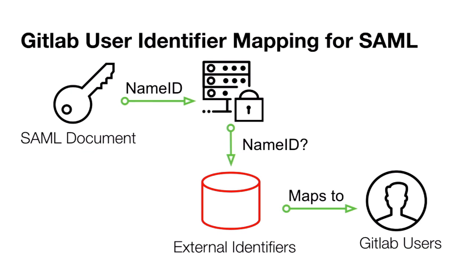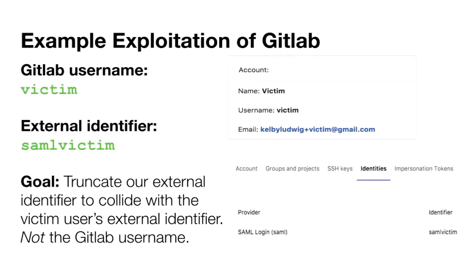So to exploit GitLab using the comment truncation vulnerability, the attacker needs to truncate their name ID in order to match an external identifier that maps to our target user. To walk through what this would look like, suppose that we're targeting a GitLab user with the username victim. This is not the actual identifier that we'd be targeting for this exploit, because their external identity, which is shown in the bottom right photo here, might be something like SAML victim. And so this is the one that we're looking to target for this truncation bug.